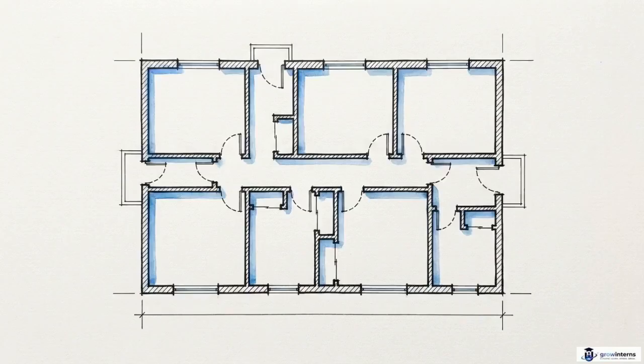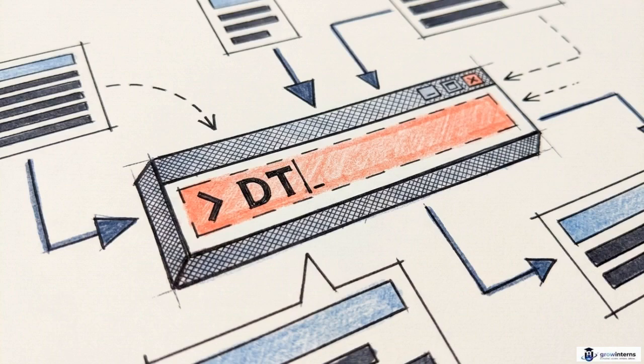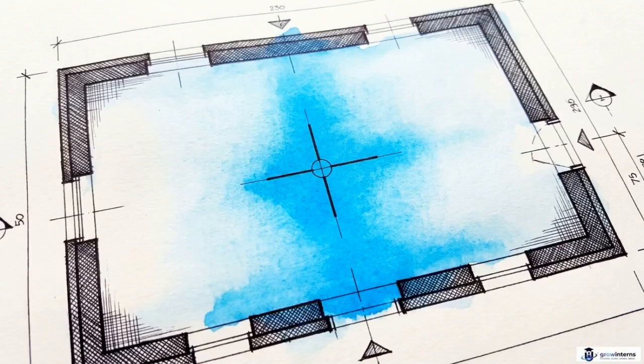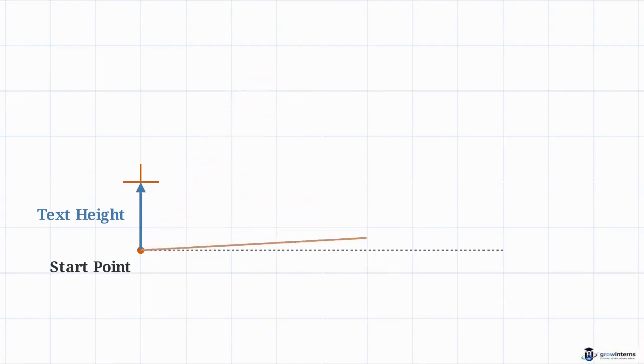We'll start with the single-line text tool. Type DT in the command line and press Enter to begin creating basic room labels for your floor plan. Before you can type a single letter, this diagram shows the 3 spatial parameters you must define. First, you click to set a starting coordinate. Next, you pull the cursor up to set your text height. Finally, you define a horizontal axis for a 0-degree rotation angle.